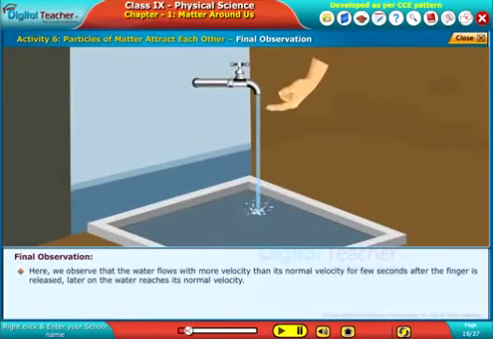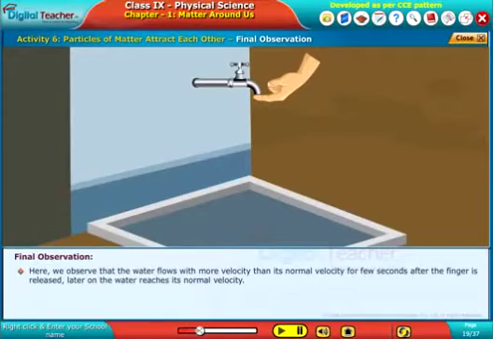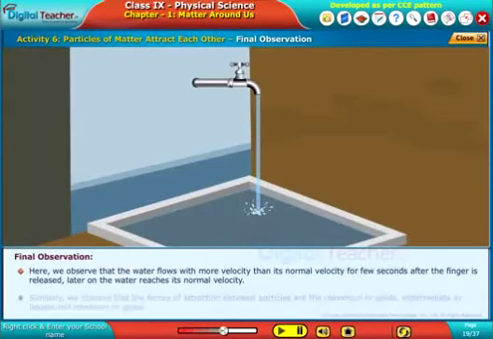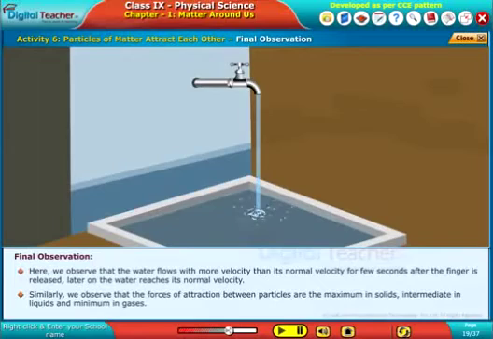Here, we observe that the water flows with more velocity than its normal velocity for few seconds after the finger is released. Later on, the water reaches its normal velocity. Similarly, we observe that the forces of attraction between particles are the maximum in solids, intermediate in liquids, and minimum in gases.